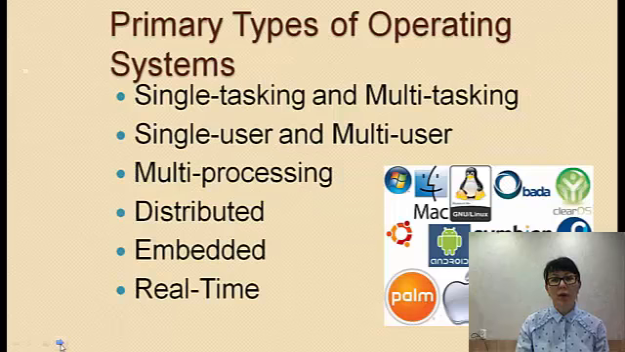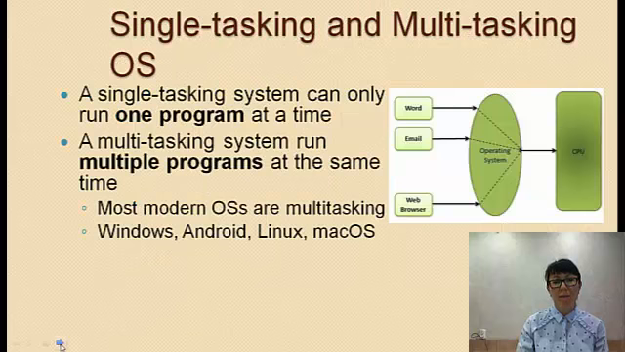Primary types of operating systems: single tasking and multitasking operating systems, single user and multi-user, multiprocessing, distributed, embedded, and real-time. A single tasking system can only run one program at a time. A multitasking system runs multiple programs at the same time. Most modern operating systems are multitasking, such as Windows, Android, Linux, Mac OS.